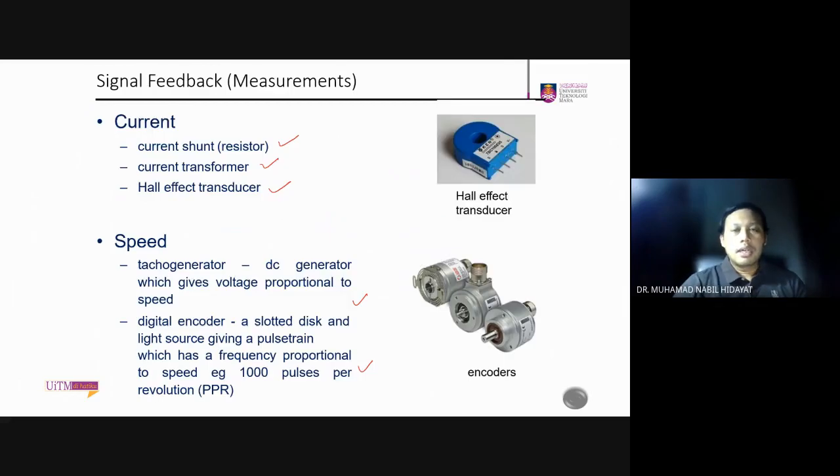And the measurement: current is measured by either a current shunt resistor, or current transformer, or also a transducer. Speed is measured by tacho generators. A tacho generator is a DC generator which gives a voltage proportional to the speed. It can also be measured by digital encoders. A digital encoder is a slotted disk with a light source, giving a pulse stream which has a frequency proportional to the speed.